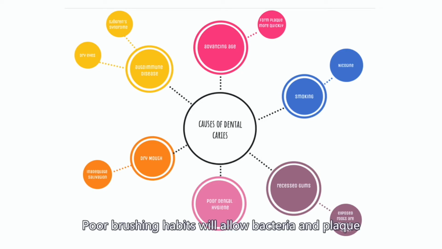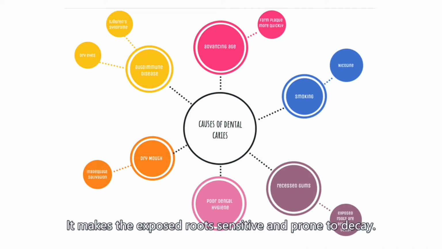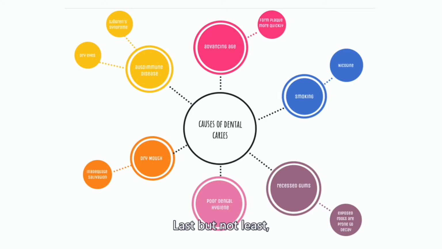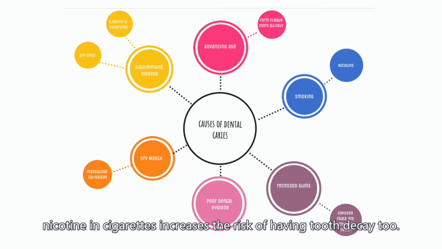Poor brushing habits will allow bacteria and plaque to deposit around the teeth and gums. Apart from that, recessed gum will expose the roots. The roots do not have a protective enamel coating. It makes the exposed root sensitive and prone to decay. Last but not least, nicotine in cigarettes increases the risk of having tooth decay too.